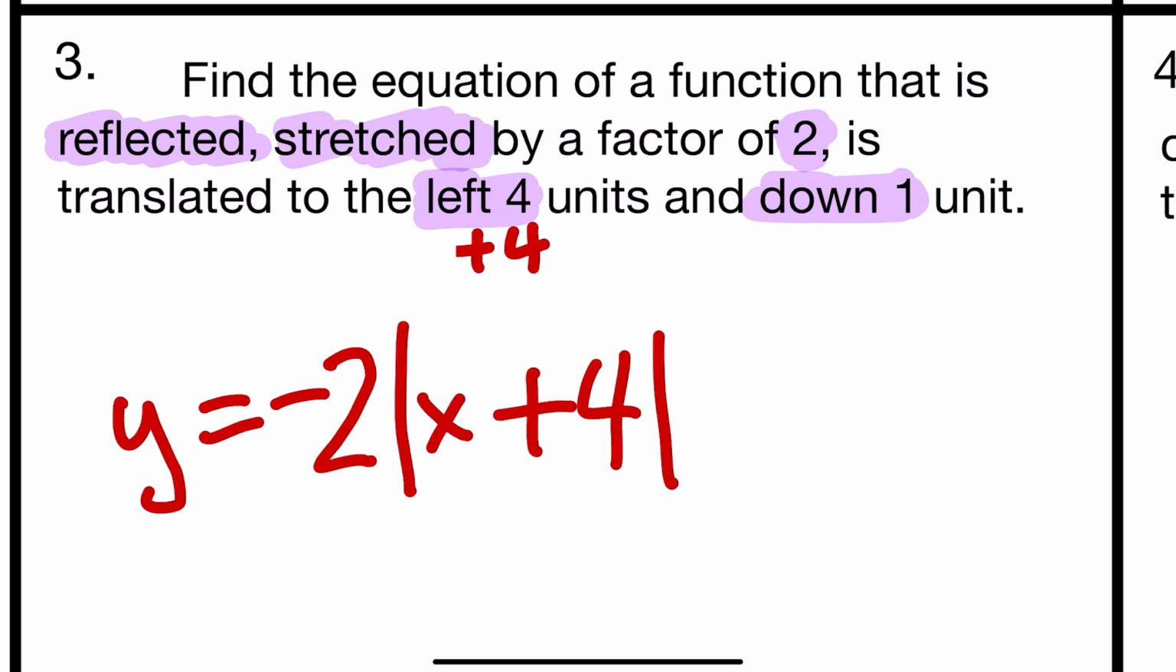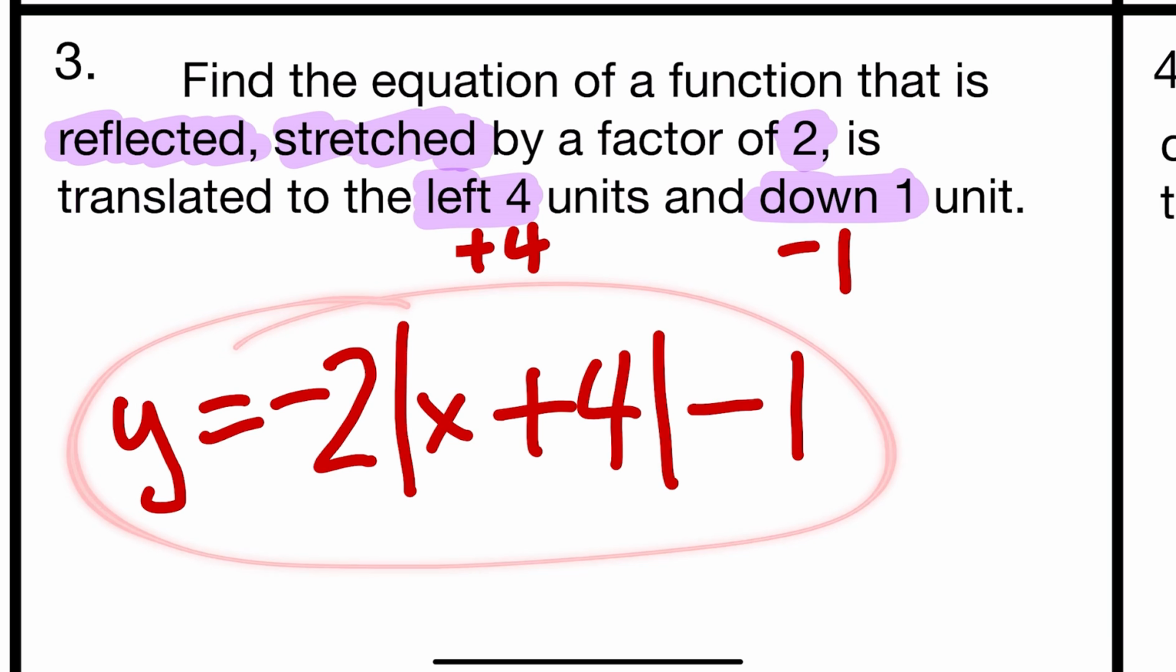Next one we got is down 1 unit. That refers to our K. It's down, so that means it's going to be a negative 1. And we're just going to subtract that from the end. So now we have our A, our H, and our K all filled in. And we're done here.